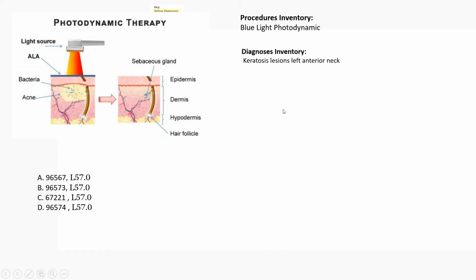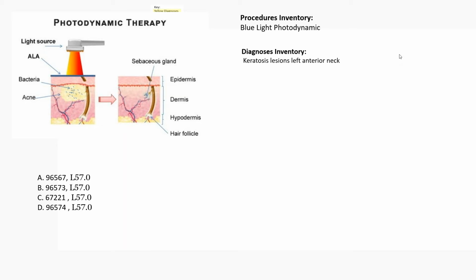And let's have the procedure inventory: blue light photodynamic, diagnosis inventory, keratosis lesion, left anterior neck. And this is what photodynamic therapy is all about, where a combination of a light-sensitizing drug and bright light will be used. The doctor puts creams that contain light-sensitizing chemicals on the skin, which is used to treat various ailments. It can be used to treat something like keratosis lesion, as in our scenario.